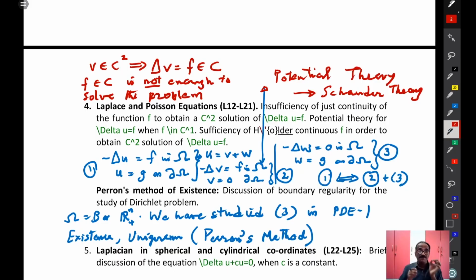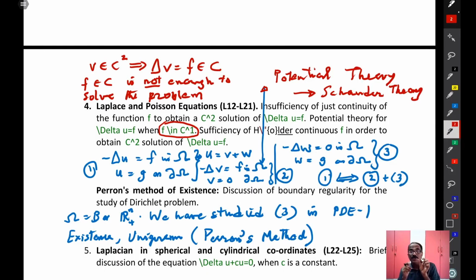Of course, if f is a C1 function, as we have mentioned here, you will be able to solve it easily. But that is too much regularity. You want to solve it when f is in C. So you need some sort of extra regularity, not as much as C1. Continuity is not enough.